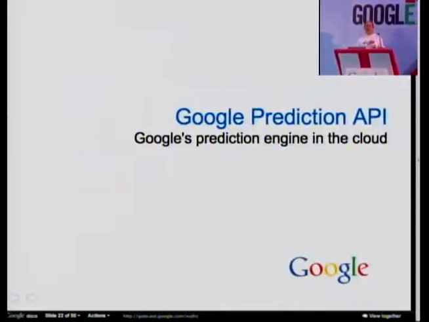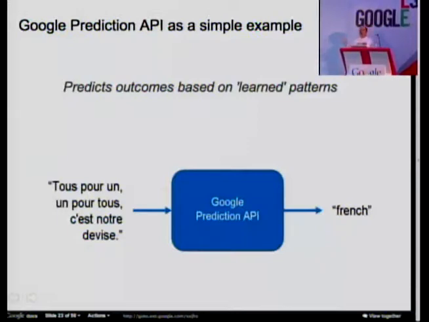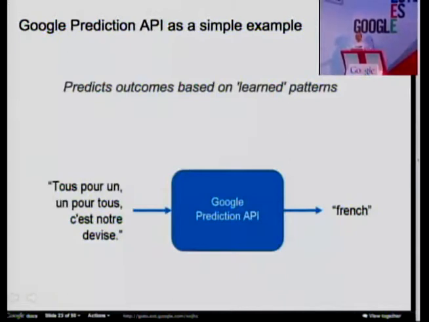Let's talk about the prediction API. This is actually a lot of fun. So prediction API allows you to predict outcomes based on learned patterns. So you can train Google's machine learning algorithms to observe patterns and be able to predict based off of a new input.